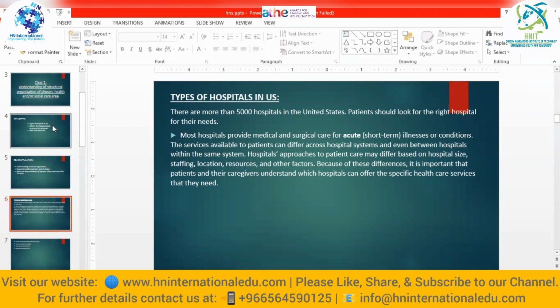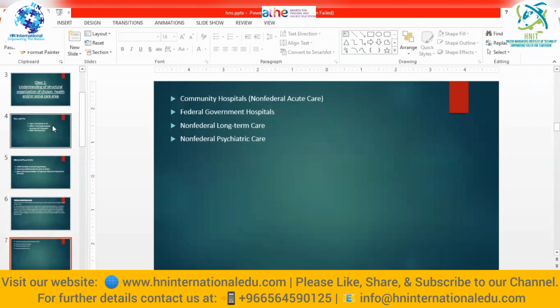Of course, without knowing what kind of illness or disease they are going through, they cannot choose exactly which hospital to contact for the purpose. There are different kinds of hospitals. Community hospitals, that is non-federal acute care hospitals. Then come federal government hospitals, and non-federal long-term care. Long-term care means these types of hospitals deal with patients having long-term or chronic illness.